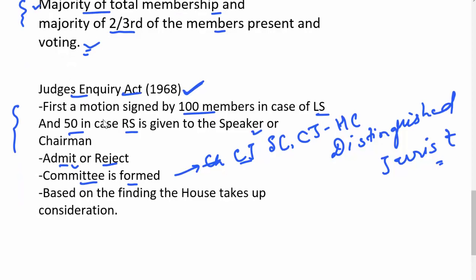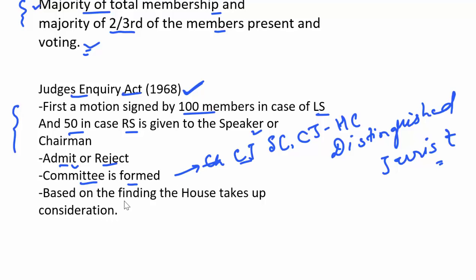If it fails to get passed in any of the Houses in the same session, then the whole motion is dropped and it needs to be taken again from the very first step. Until now, no judge has been impeached. In 1991, a motion was initiated against Justice V. Ramaswamy, which got defeated when the Congress MPs abstained from voting. Again, impeachment process was initiated against Justice P. Dinakaran and Soumitra Sen, but none of them was impeached. They resigned from their posts.